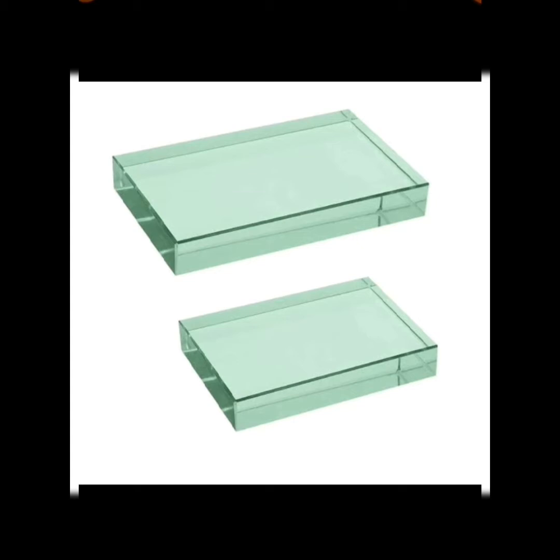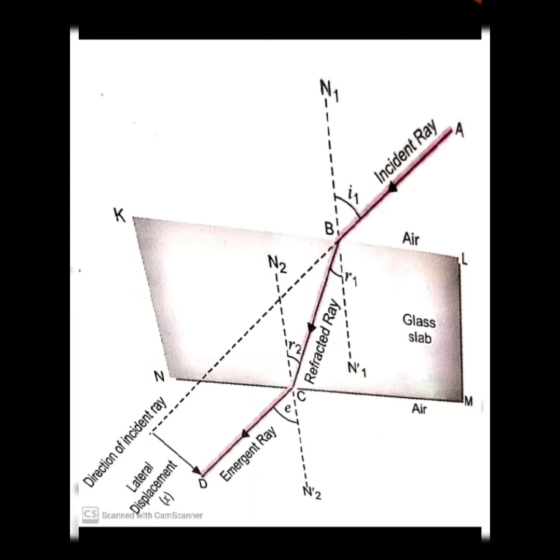You can see here, KLMN is a rectangular glass slab. A ray of light traveling in air along AB falls on the face KL of the glass slab at B at angle of incidence I1. I1 is the angle of incidence. This is angle N1BA.